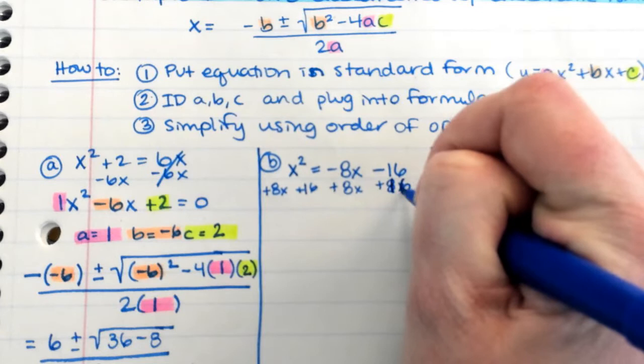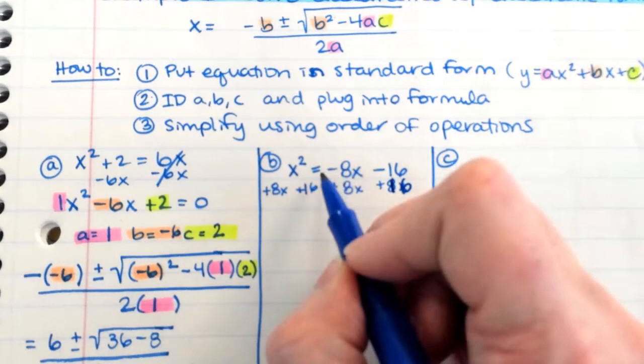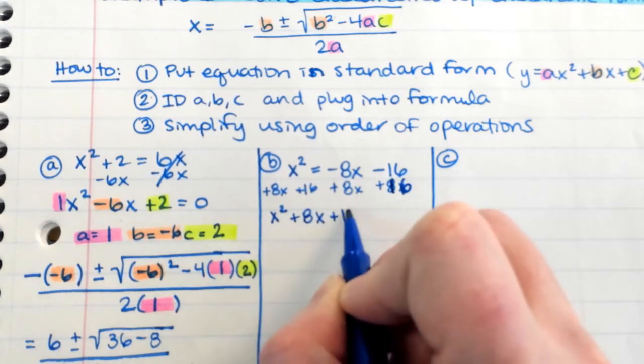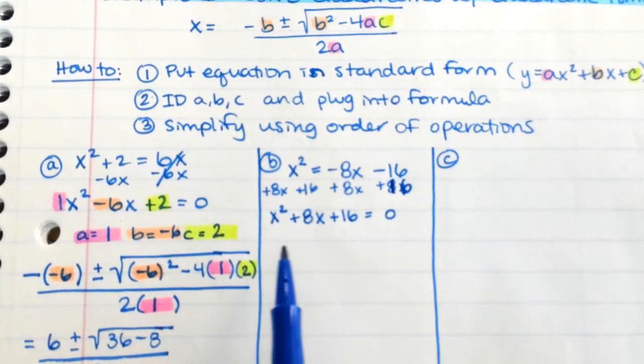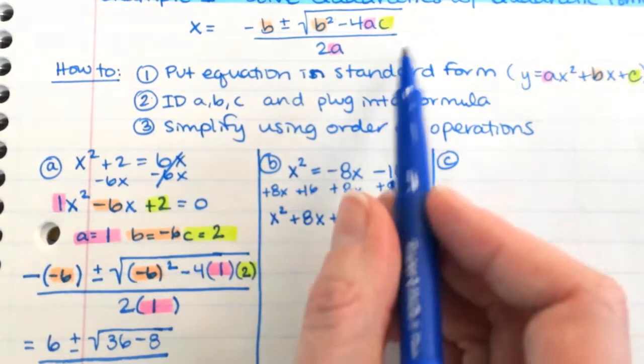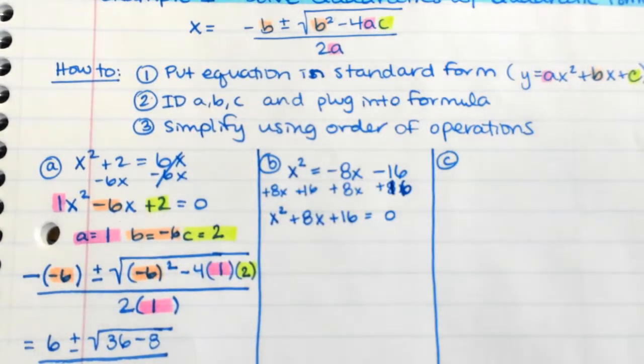Exactly. Sorry, that's a 16. So we'll have x squared plus 8x plus 16 equals 0. So it's in standard form now. So you're going to work on finding a, b, and c and plugging it into the quadratic formula. All right. I'll walk around, so if you have questions or want help, just let me know.